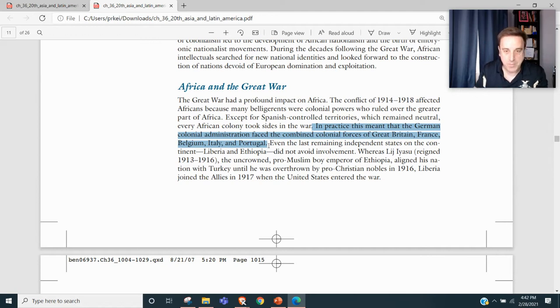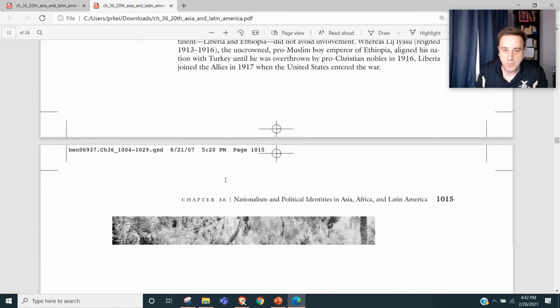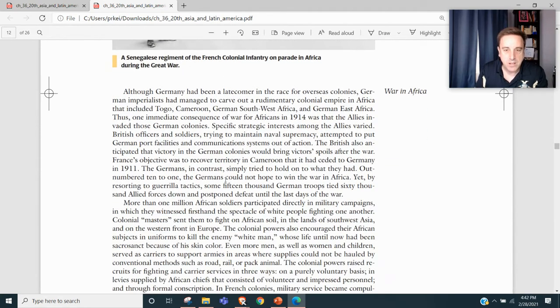So what ended up happening was that the German forces were really beat down. But the Germans, using guerrilla warfare, are going to be able to hold on, which in some ways is incredible. Some 15,000 troops tied down 60,000 Allied forces and postponed defeat until the last days of the war. So that's what's happening on the African continent.